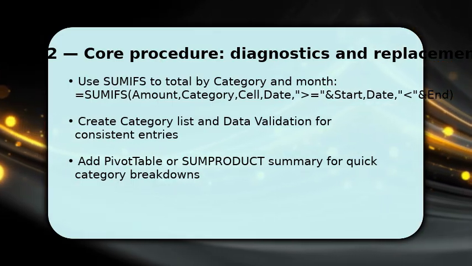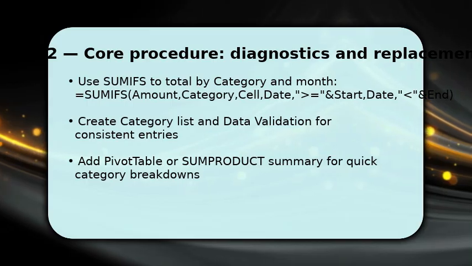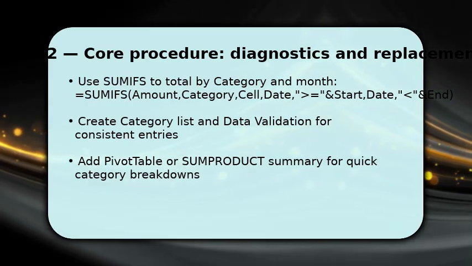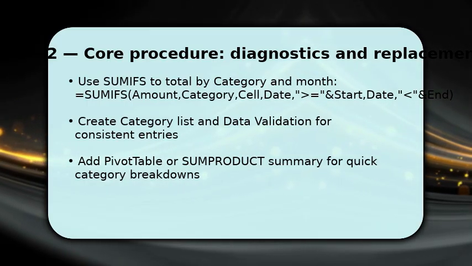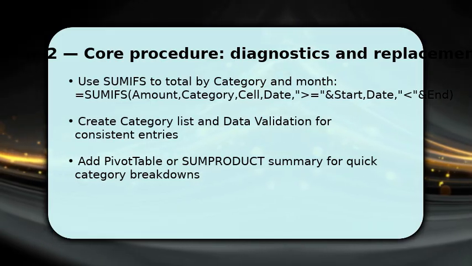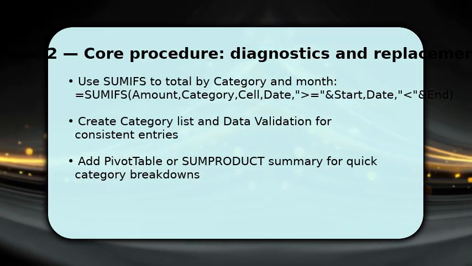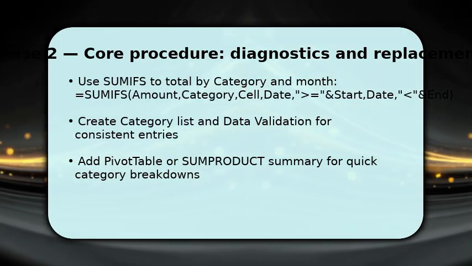Once categories work, build a pivot table or use SumProduct for a quick breakdown by category and month. These summaries show where money goes so you can spot trends. Make sure to refresh the pivot table after adding new rows.